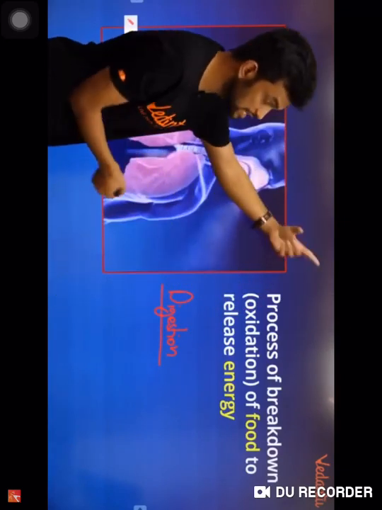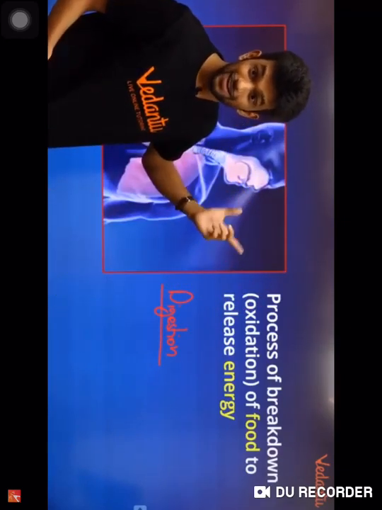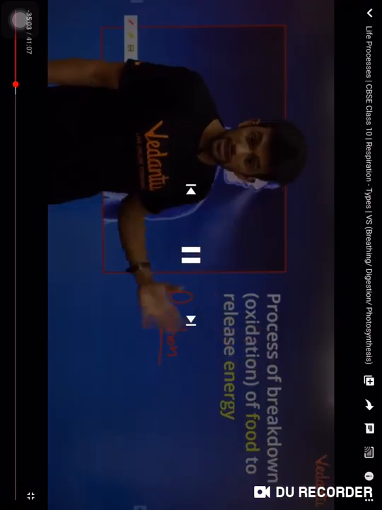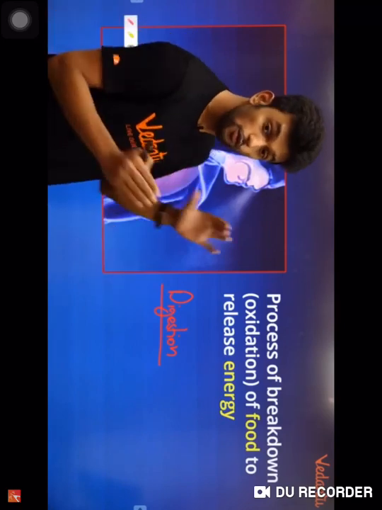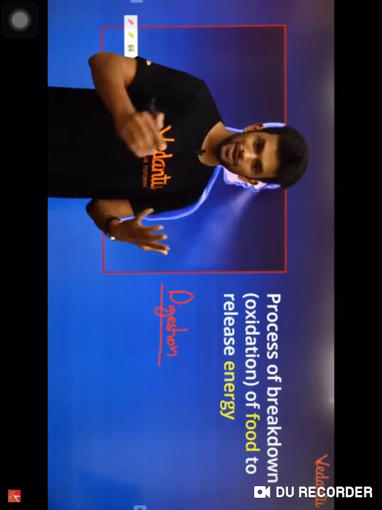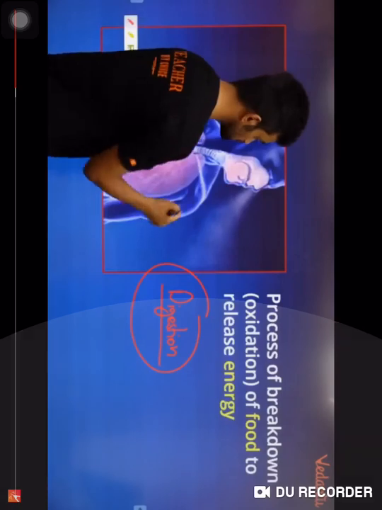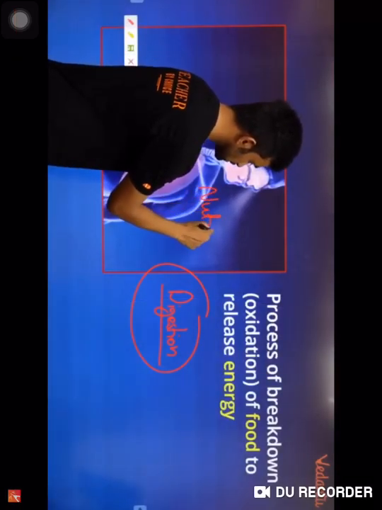How is digestion different from respiration? Now I am saying that breakdown of the food happens in digestion also. What do we do in digestion? We break down the food, right? How is this different from this? Any comments you want to add? First subtopic, as I told you, nutrition is the first subtopic which you have.